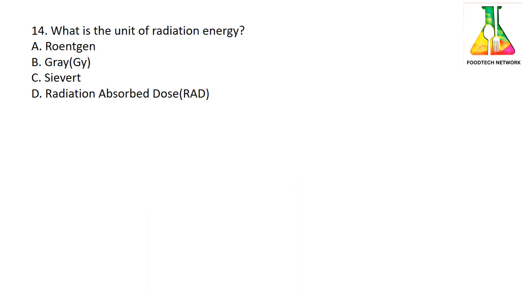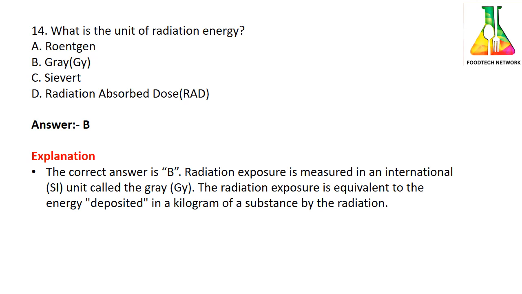What is the unit of radiation energy? Option A Roentgen, option B Gray, option C Sievert, and option D radiation absorbed dose, that is RAD. Correct, B, that is Gray. Radiation exposure is measured in the international SI unit called Gray. The radiation exposure is equivalent to the energy deposited in a kilogram of substance via radiation.